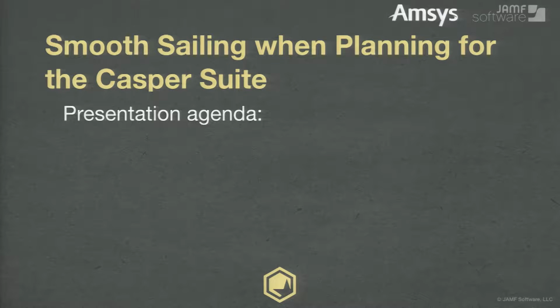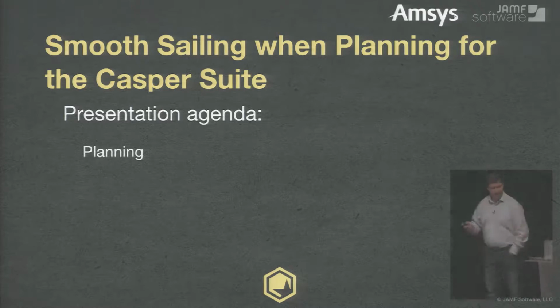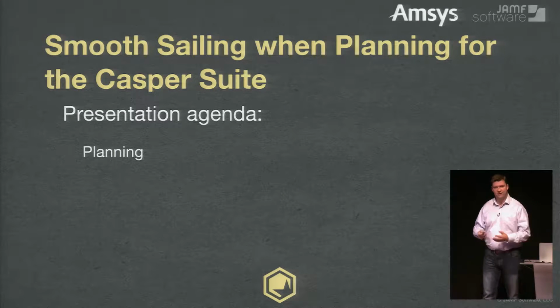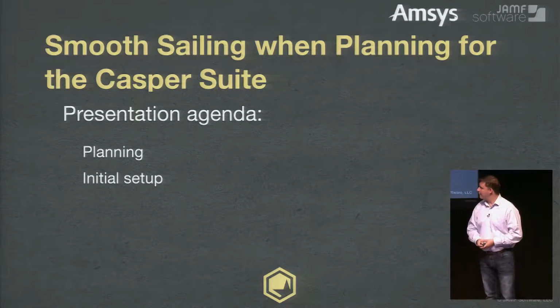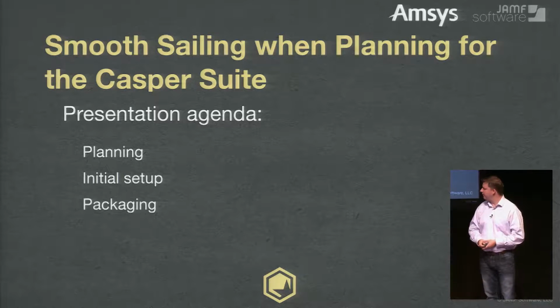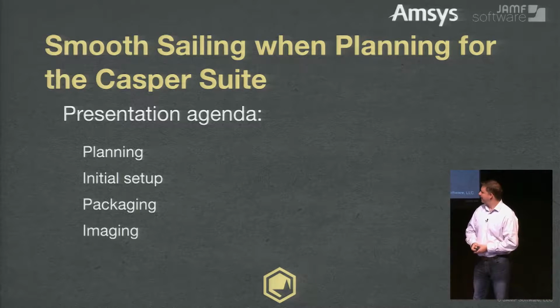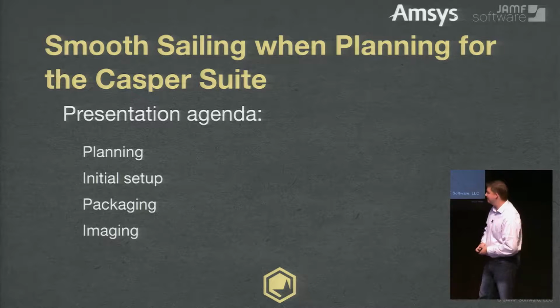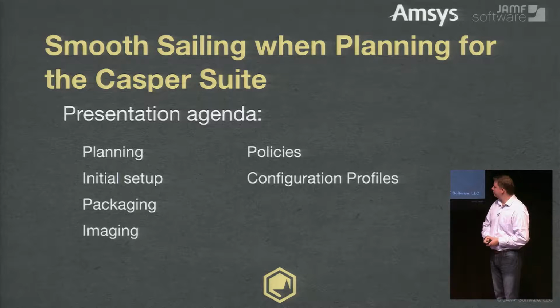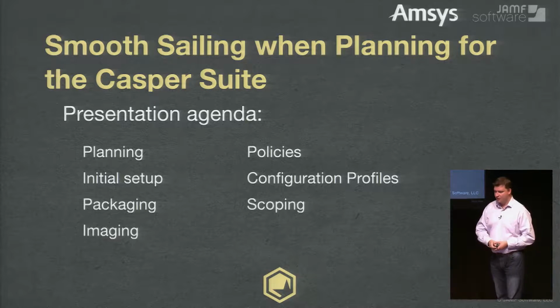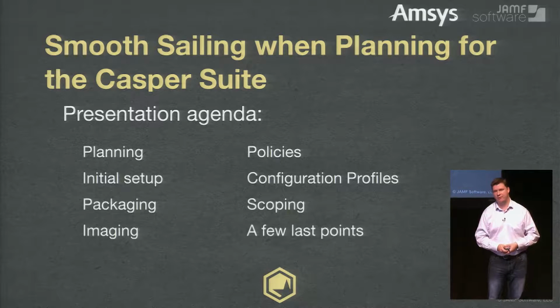So the agenda, I've broken it down into 8 core areas. Sorry, it was 6 originally, and then I've expanded it. And crash. Okay. So planning first off, just things to think about before you actually start implementing. A bit about the initial setup and just a few things to avoid there. I have some opinions on packaging, and I'll share, and I have some opinions on imaging as well. A bit about policies, things to avoid, a bit about configuration profiles, scoping, and then just a few bits that don't really fit in any of those categories.